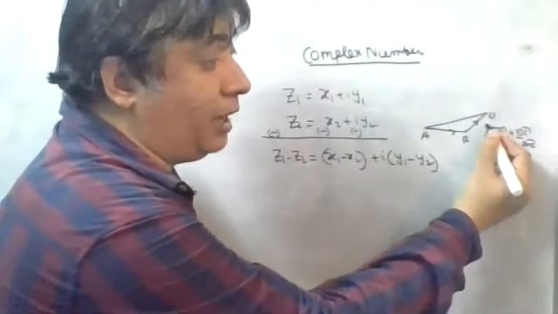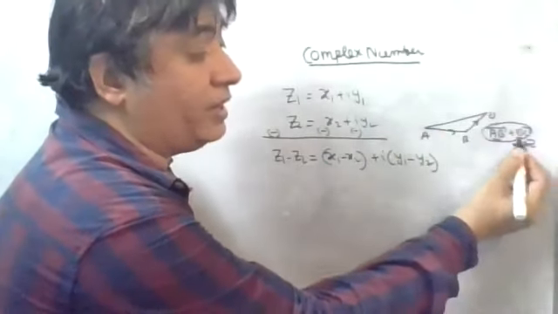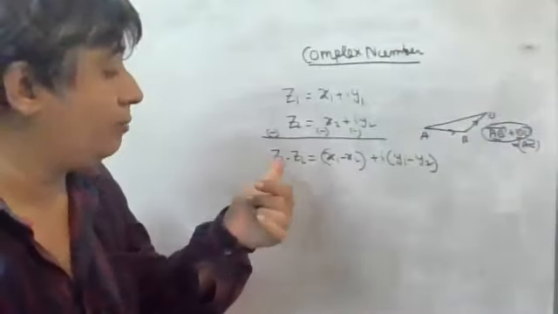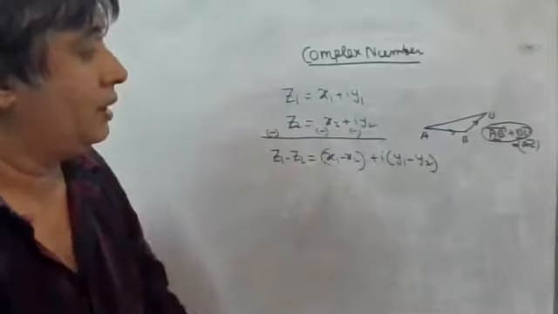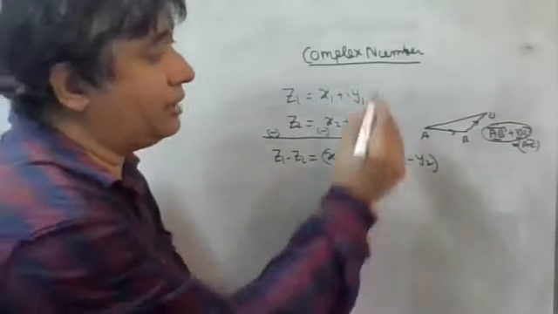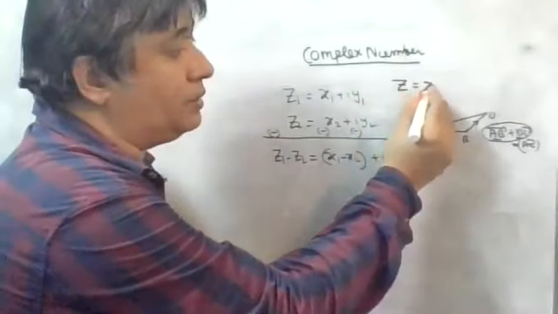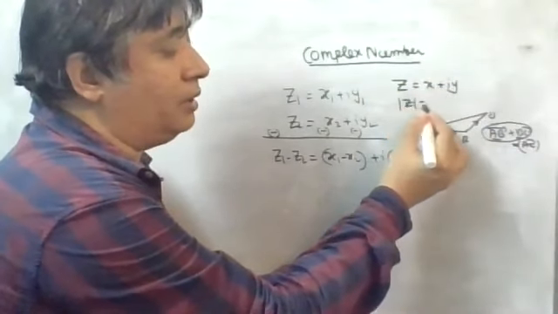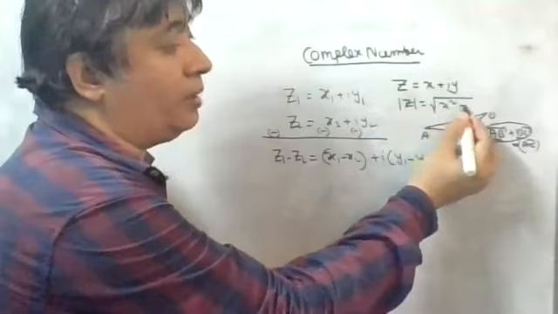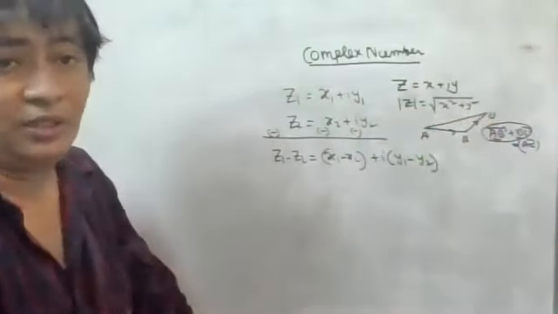AB plus BC is itself a vector. Similarly, Z1 plus Z2 or Z1 minus Z2 is itself a complex number. Now, you were taught last day that if z is equal to x plus iy is a complex number, then mod z is root over x square plus y square. Yes or no?